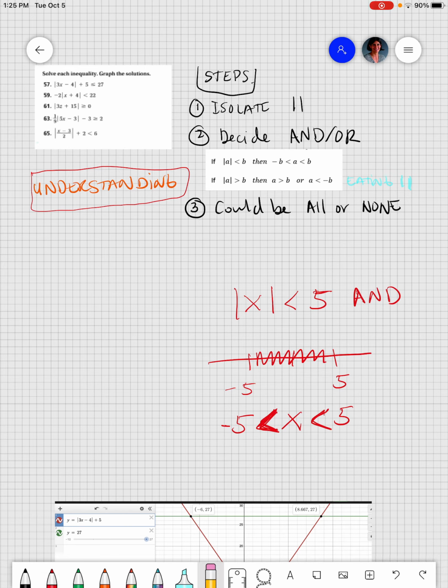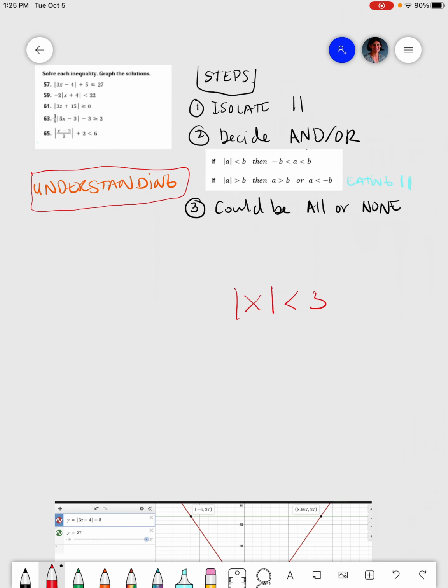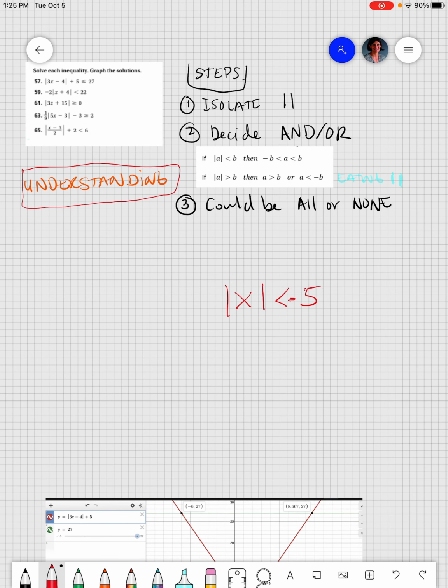All right? And we have a couple other situations. Let's say the absolute value is less than negative 5. Well, that's impossible, because no matter what I put in here, I'm not going to get a negative number. So in this situation, we would have no solutions. And if I flip this around and say the absolute value of x is greater than negative 5, well, it's always greater than negative 5, because it's never negative. So in this case, it would be all solutions. All right, so that's understanding.